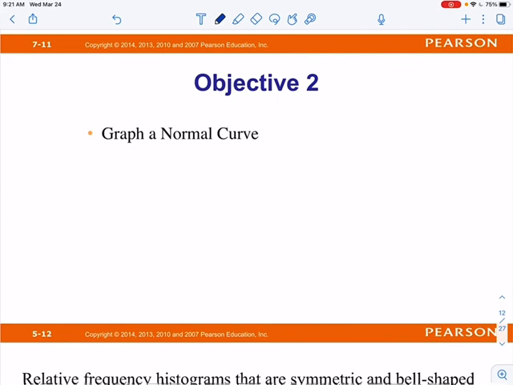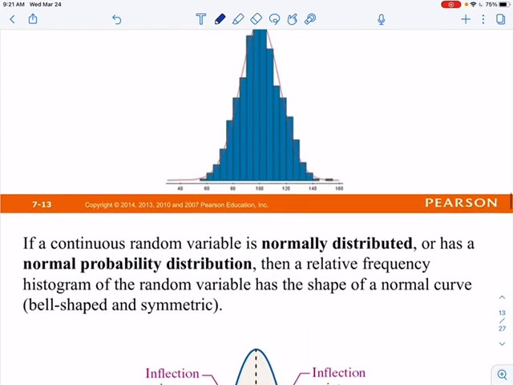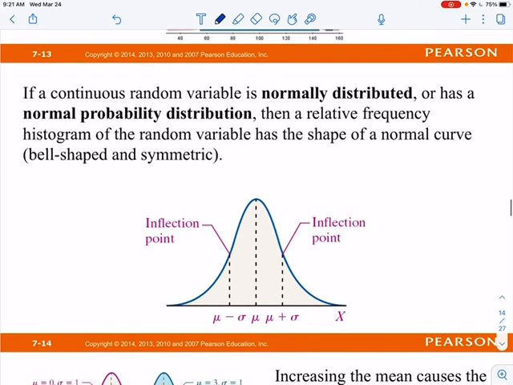So our second objective is to graph a normal curve. Relative frequency histograms that are symmetric and bell-shaped are said to have the shape of a normal curve. Again, we've spoken about that prior to this section. If a continuous random variable is normally distributed or has a normal probability distribution, then a relative frequency histogram of the random variable has the shape of a normal curve. Again, it's bell-shaped and symmetric.